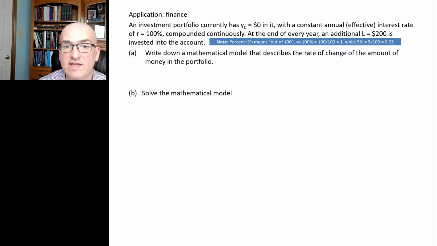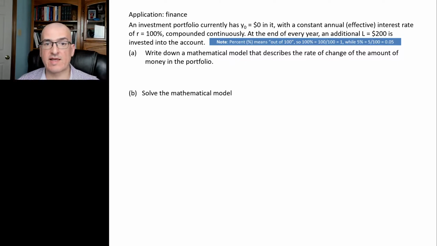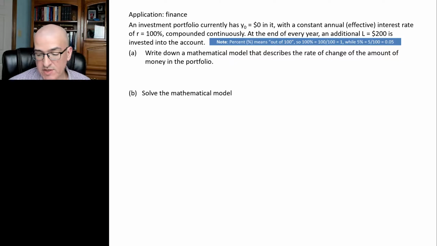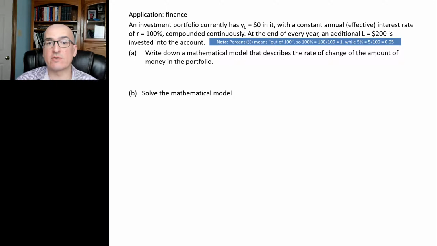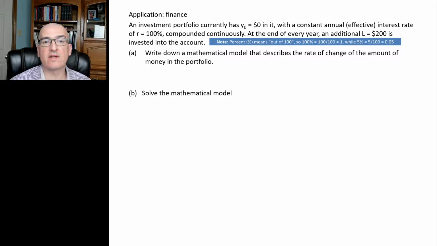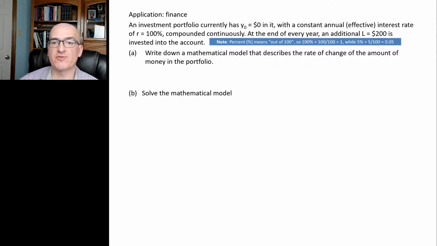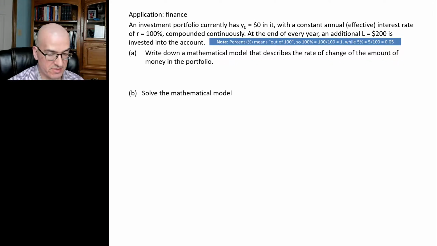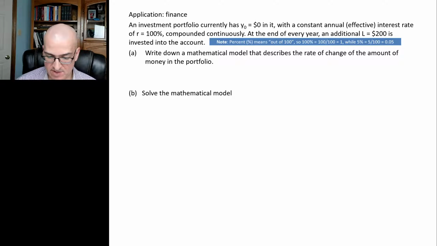Okay, we're going to look at finance examples next. We'll start by building a mathematical model that describes the amount of money inside a portfolio, inside an account. In this particular problem, we're starting with $0 in the account, but it's an account with an awesome interest rate, 100% compounded continuously. It's amazing, unbeatable.